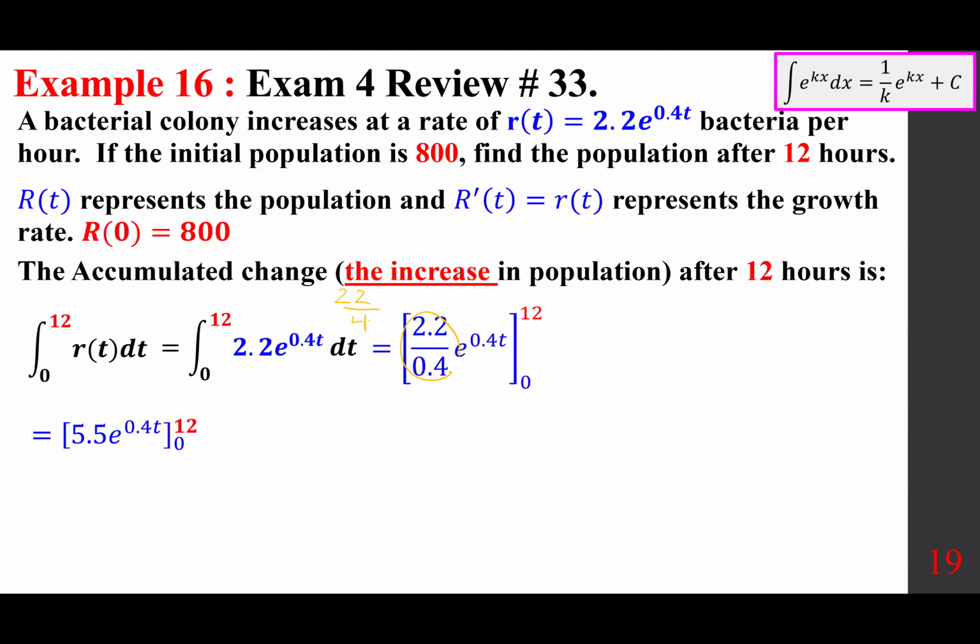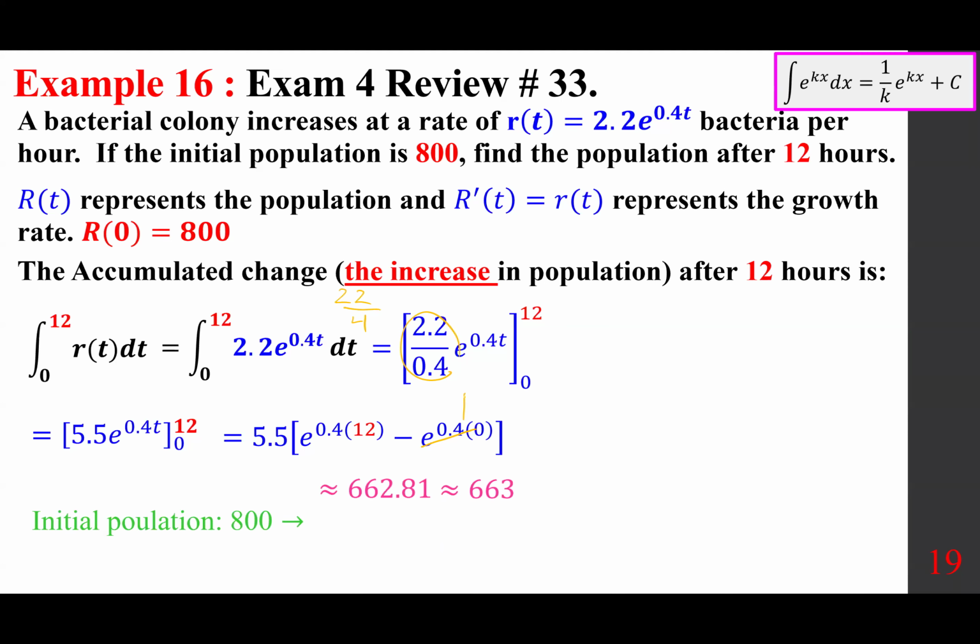22 divided by 4 or 5.5. You plug in 12, you plug in 0, you do the math, you put it into a calculator. Of course, this one becomes e to the power of 0 or 1. But nevertheless, you put it into a calculator, and because you're dealing with the number of bacteria, you go with the whole number, you round it accordingly. But there were initially 800 bacteria, they add up. And so the answer is the sum of the two numbers. R of 12 is 800 plus 663 equals 1463.